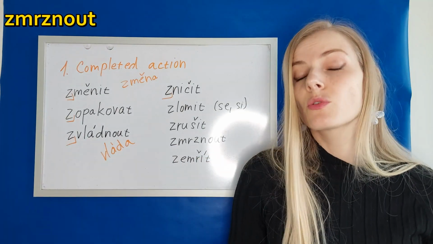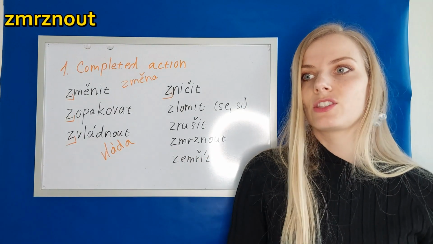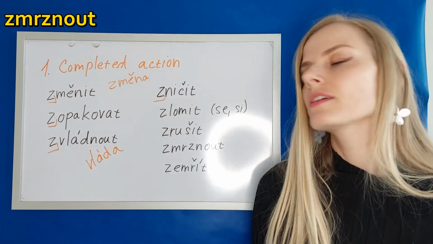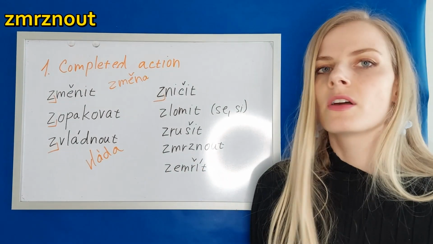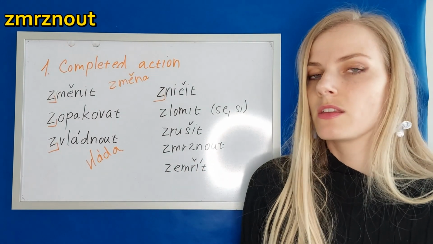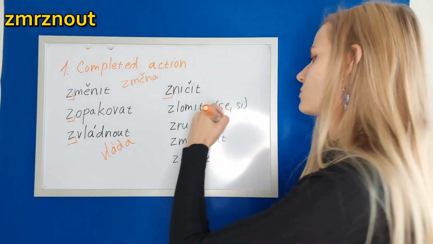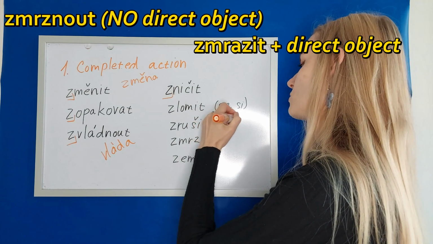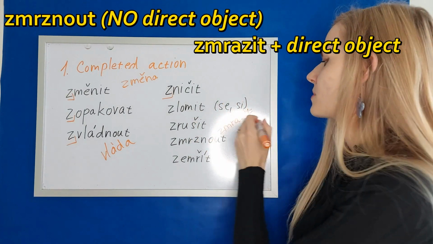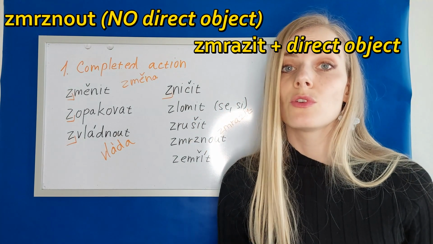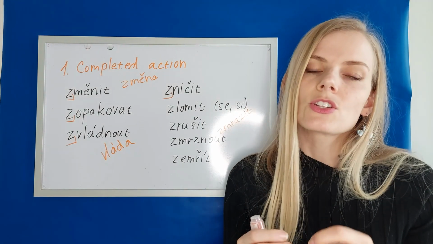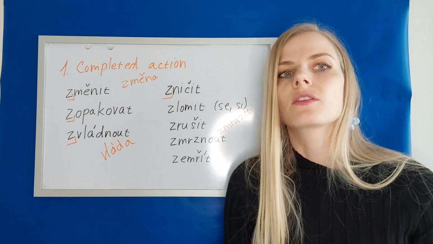Zmrznout, this means to completely freeze, zmrznout. The funny thing is, we would not use this verb for freezing food or anything that you want to put in the freezer to freeze it. For that we would use zmrazit, also with this prefix, zmrazit. And zmrznout is the action, what happened, that something froze.